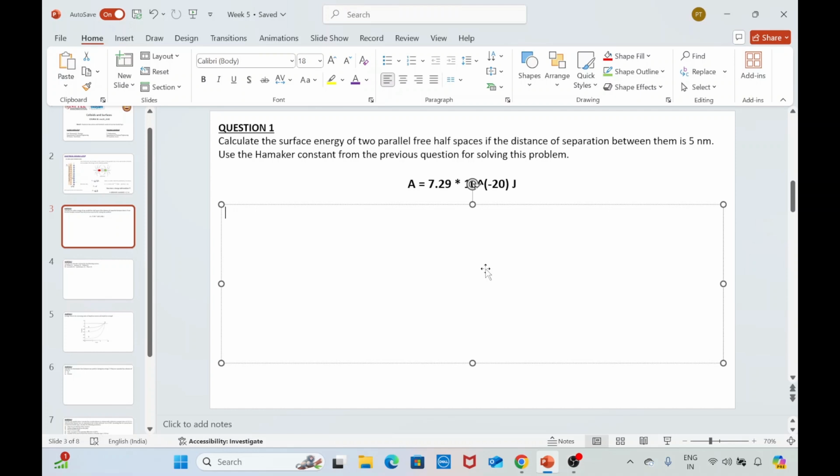So again, I am asking this question. Does anybody remember what is the formula for the van der Waals forces of attraction between two flat surfaces? Can anybody tell me?